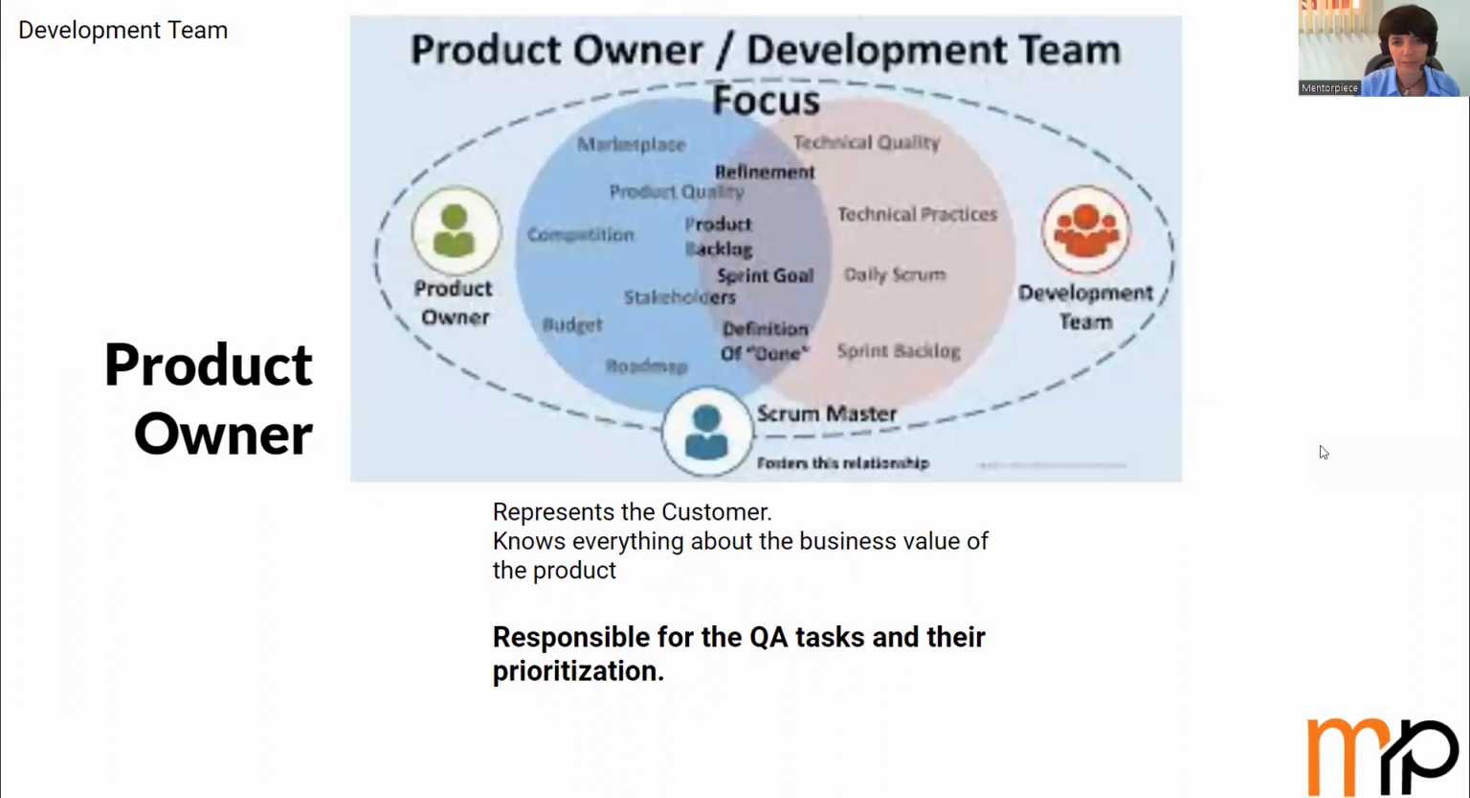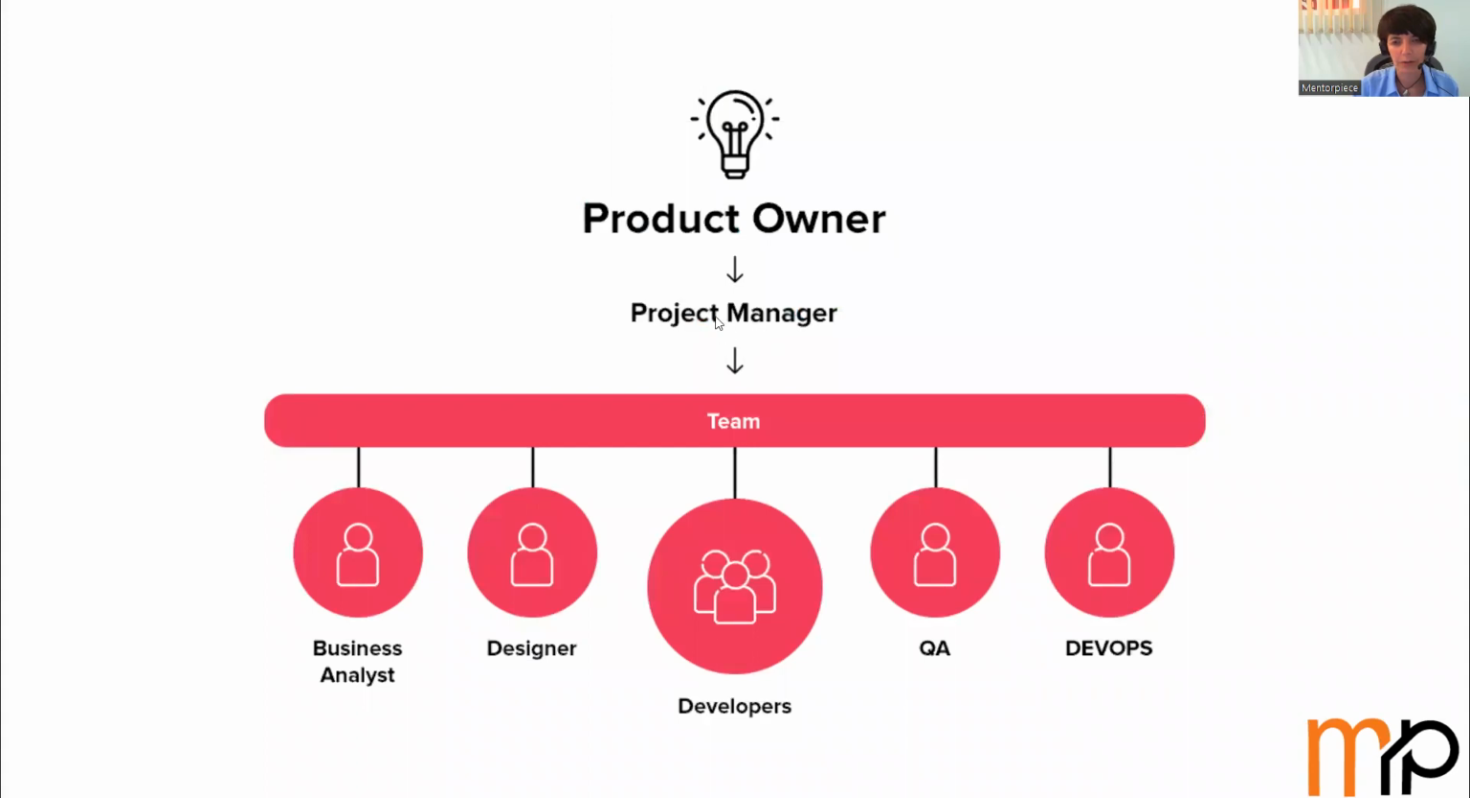Project manager. Let's go back a bit to our scheme. This is the project manager. You can see that he or she is between the product owner and the team. So he or she is not a part of the team itself, he or she is not implementing, he or she is not writing code, he or she is not testing, but his or her responsibility is to try to follow the plans, not the process, but the plans.